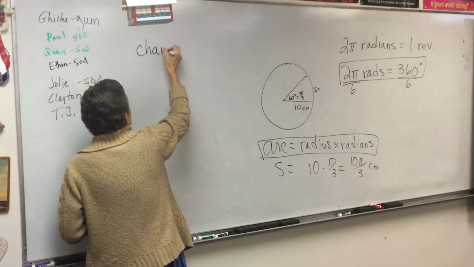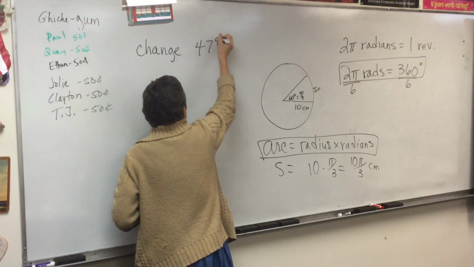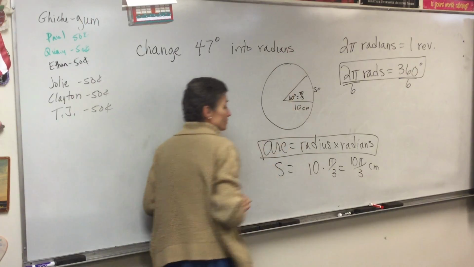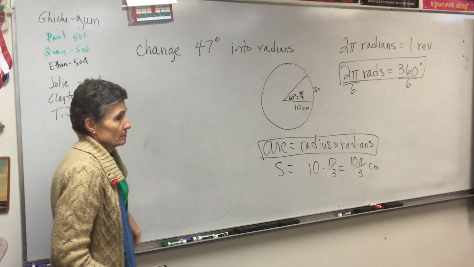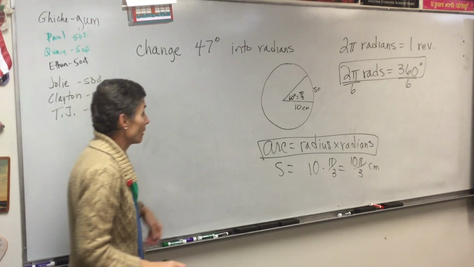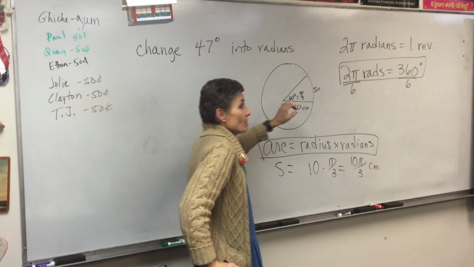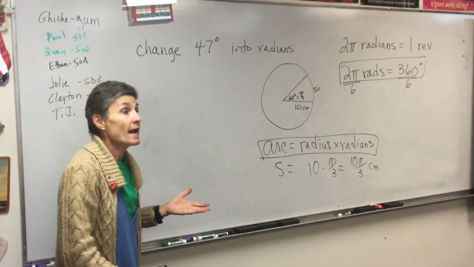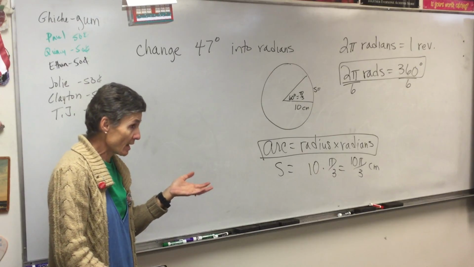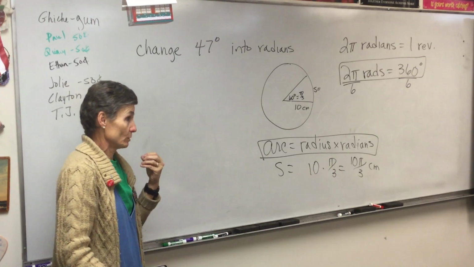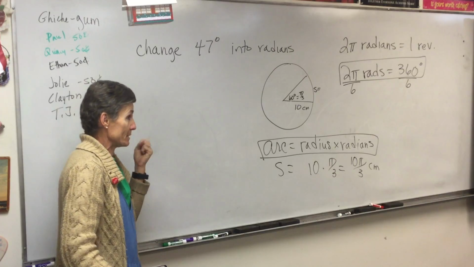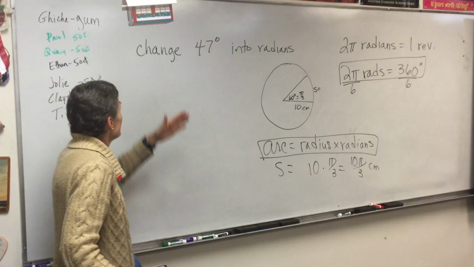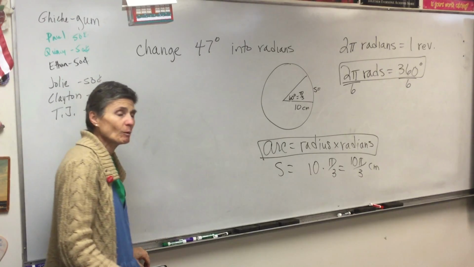So let's suppose we want to change 47 degrees into radians. Now, when it was 60, it was easy because 60 was a sixth of a revolution. So 90 would be easy because what's 90? A fourth of a revolution. 30 would be easy. It's a 12th of a revolution. Those are easy ones. Wacko numbers like 47, how are we going to handle that?